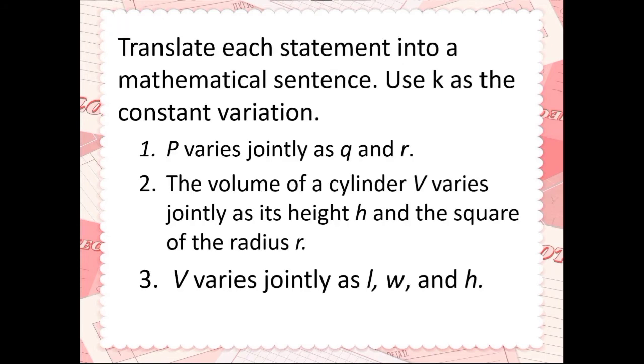Now, translate each statement into a mathematical sentence. Use K as the constant variation. 1. P varies jointly as Q and R. 2. The volume of a cylinder V varies jointly as its height h and the square of the radius r. 3. V varies jointly as L, W, and H.